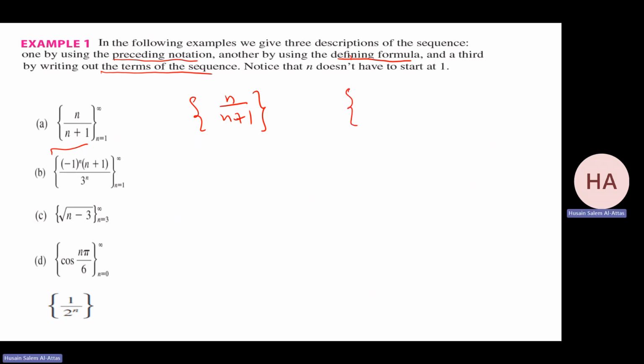What are the terms here? If n equals 1, I have half. n equals 2, that will be 2 over 3. n equals 3, that will be 3 over 4. n equals 4, 4 over 5, and so on. This one, the same thing. This is the formula.